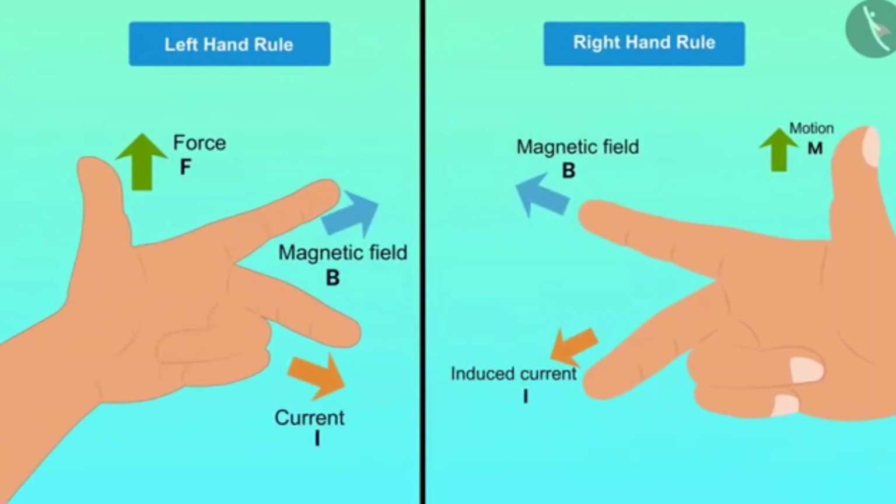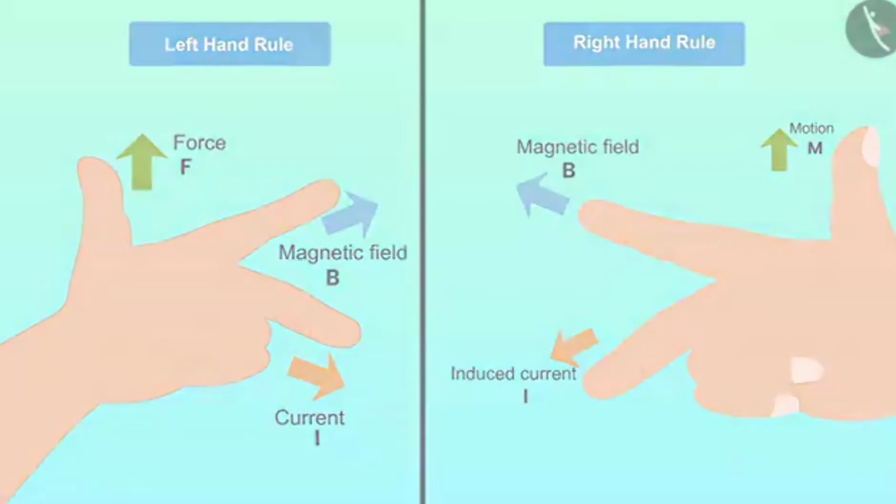As Fleming's left-hand rule tells the direction of the force acting due to the electric current and magnetic field, conversely Fleming's right-hand rule gives the direction of the induced current when a conductor is placed in a changing magnetic field. In the upcoming video, we'll understand the working of an electric generator, which is an application of electromagnetic induction.